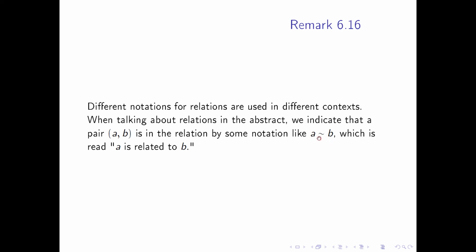Some ways to write that are a tilde b. If any of you want the LaTeX notation for this, it's just backslash sim, for similar. Another one that I've also seen is a R b, for a is related to b. Both of these are very common, and there are lots of different relations out there that you've already used. You just didn't call them relations.